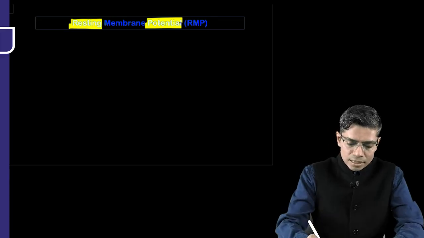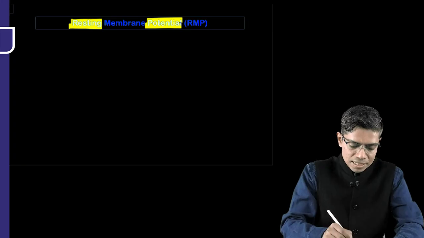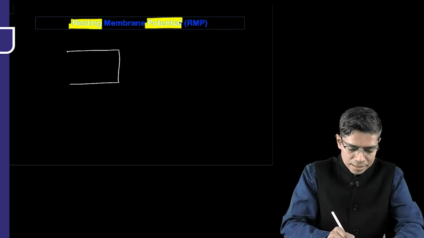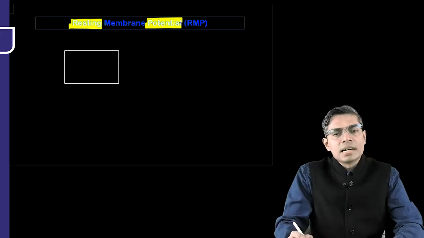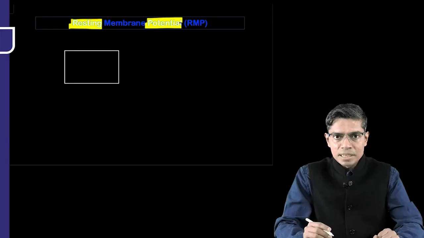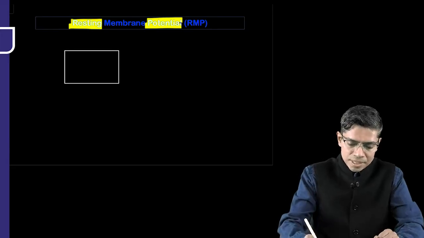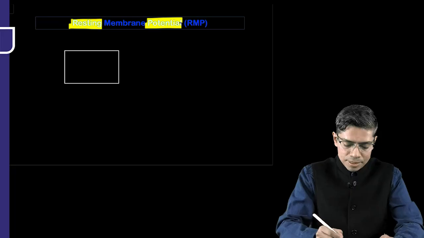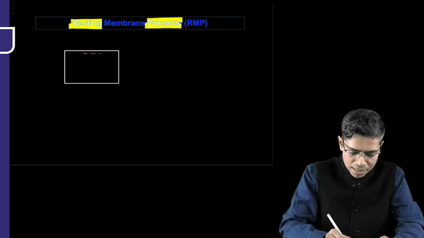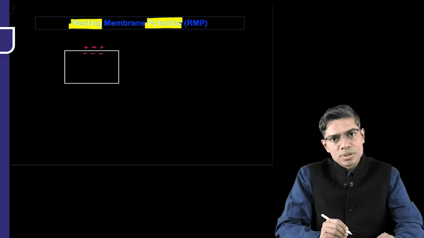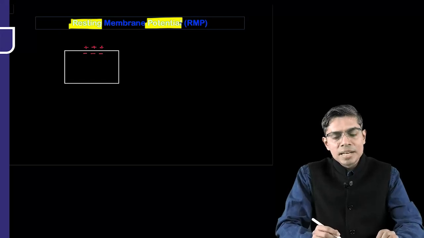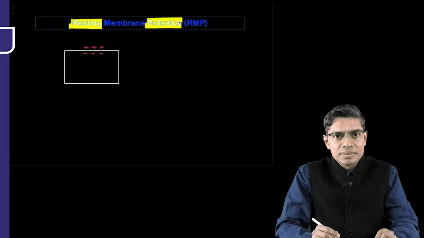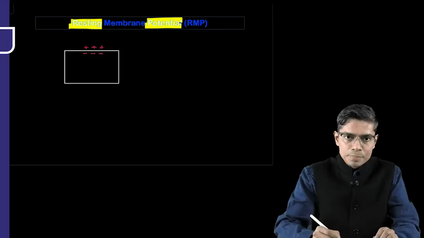If I want to understand the literal meaning of resting membrane potential, suppose I have a cell like this. This cell is under resting condition, meaning in an equilibrium condition. In this condition, if I measure the voltage difference, the potential difference, between inside the membrane with respect to outside the membrane, then that potential difference is known as the resting membrane potential.